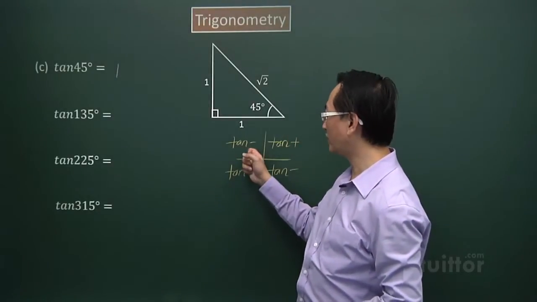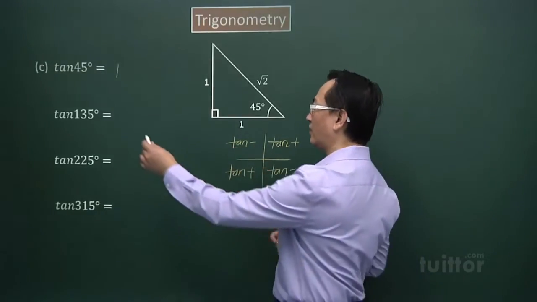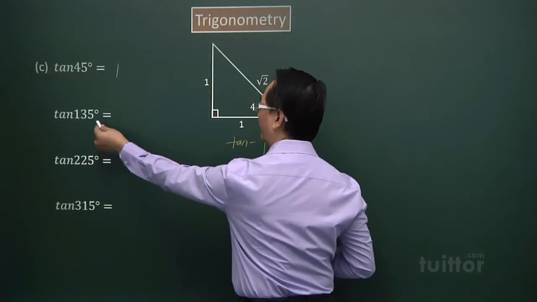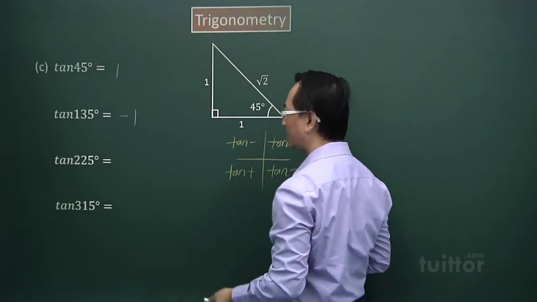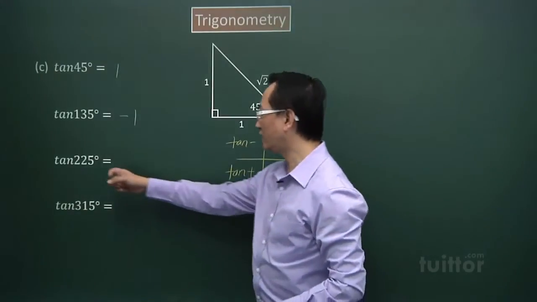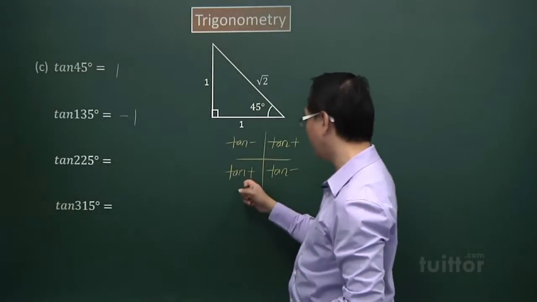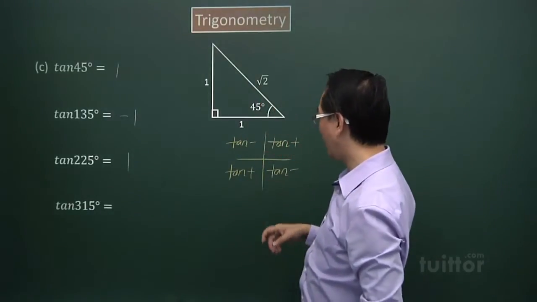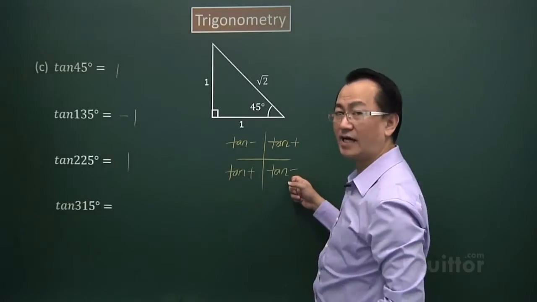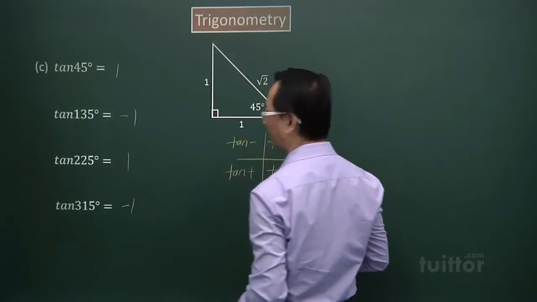For the second quadrant angle, tangent 135 should give me a negative value. So I have negative 1. And tangent 225 degrees, that is a third quadrant angle, will give me a positive result, 1. And for the fourth one, I should get a negative value, so negative 1.